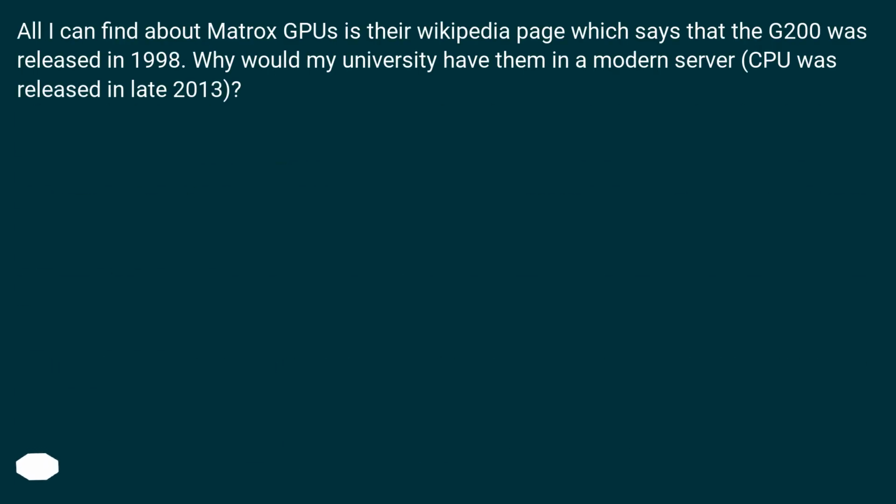All I can find about Matrox GPU is their Wikipedia page, which says that the G200 was released in 1998. Why would my university have them in a modern server? The CPU was released in late 2013.